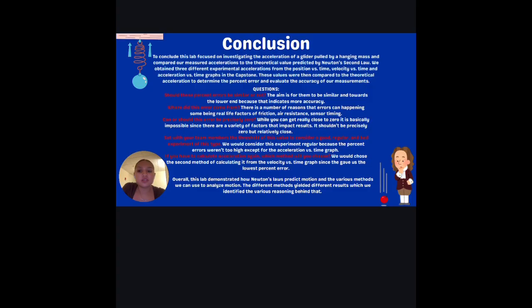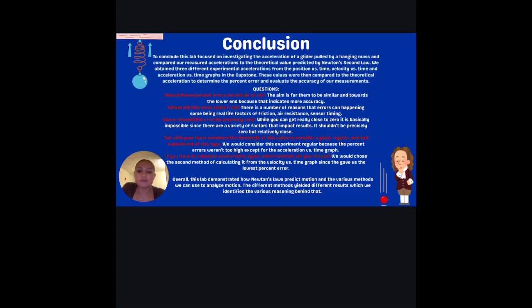So going into the questions, should these percent errors be similar or not? So the aim for them is to be similar and towards the lower end, which indicates more accuracy. Where did this error come from? There's a number of reasons that errors can happen, some being real life factors like friction, air resistance, or sensor timing. Can or should this error be precisely zero? While you could get really close to zero, it's basically impossible since there's a variety of factors that could impact results. It shouldn't be exactly zero, but it could be relatively close.